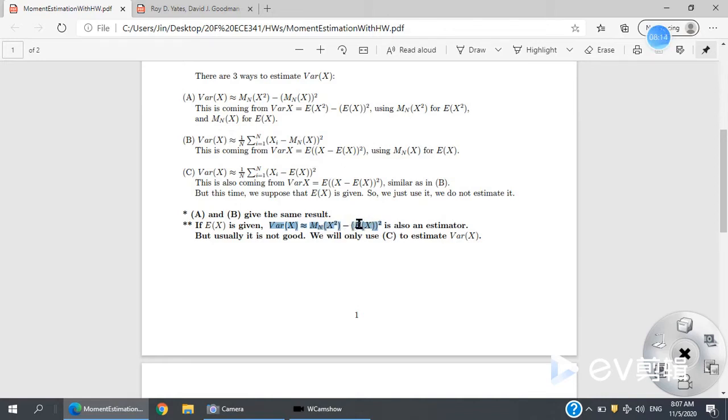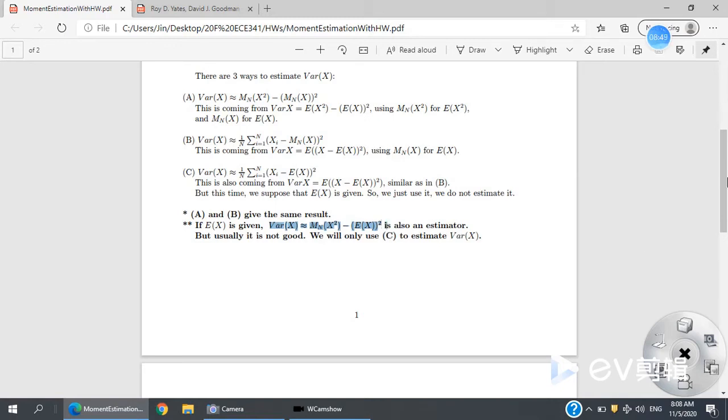Just this is given E of x. However, this one is not good. You replace the Ex, you just use Ex directly. The given value for Ex in C is fine, but if you use that in A, it's not good. So we don't use this. This one is not good. It's also an estimator, right? You can use this formula to estimate, but this result usually is not good.